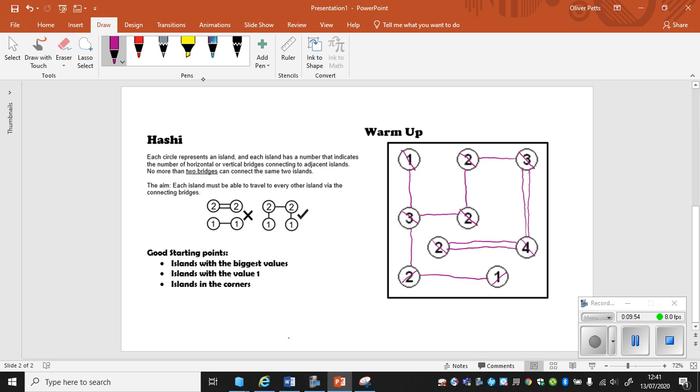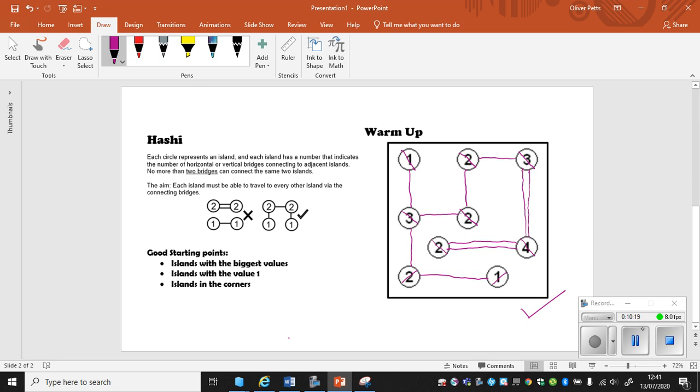Have I satisfied the conditions? The answer is, well, they all have the right number of bridges connecting them, but is it possible to travel from each island to every other island? If we just pick one at random, this island of two, can I travel to every other island from it? As I move around the puzzle, the answer is yes. And if you choose any other island, it is possible to travel to every other one.